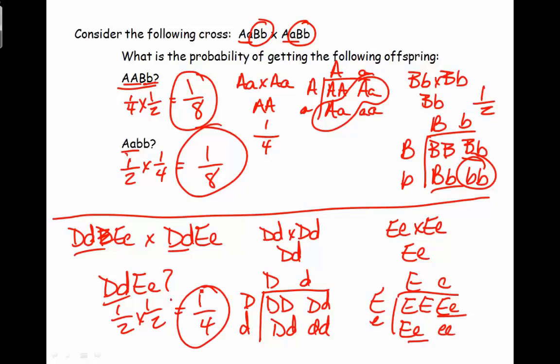Okay, so notice we would get the same answer if we did it either way, but I would highly recommend that you use the probability rules. I think that it will eliminate a lot of careless errors that come into play when we do start drawing those big Punnett squares.